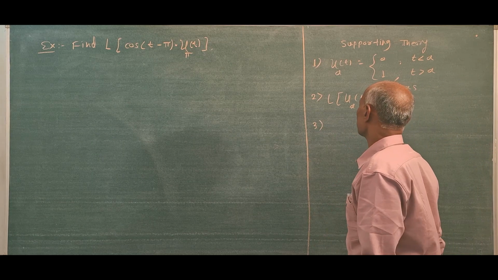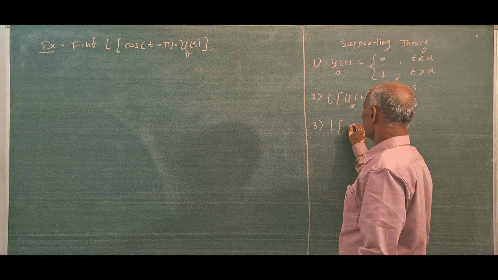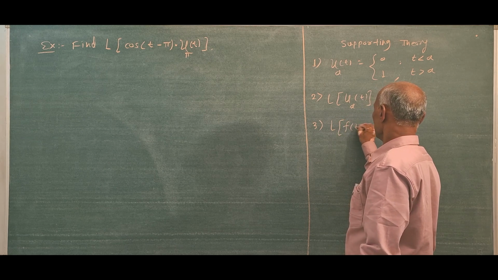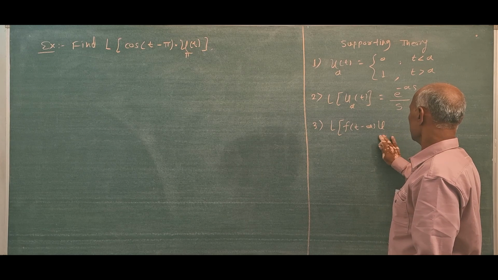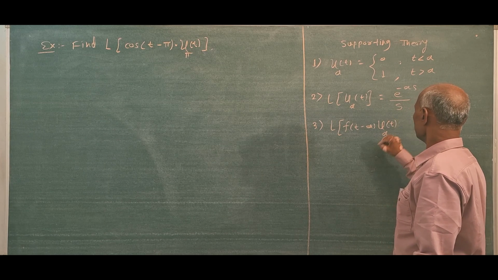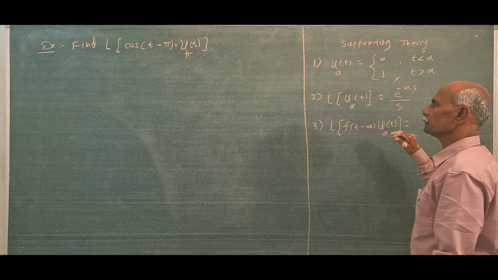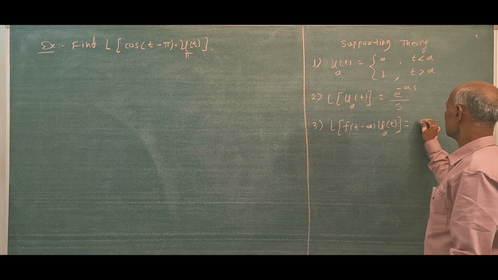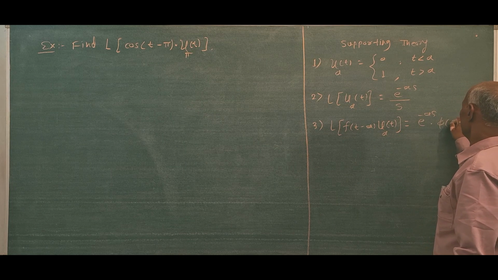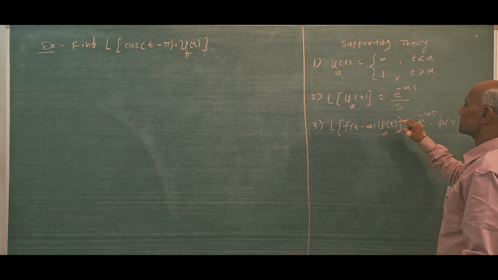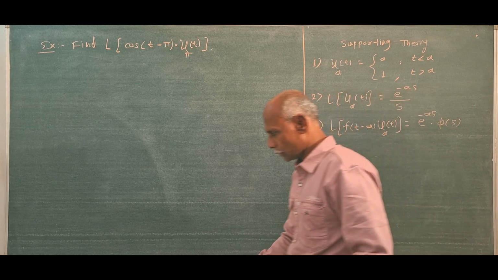Number 3, what is the general formula? Here f(t - a) into u_a(t). In the last video we have seen this formula is e raised to minus as times phi(s), where phi(s) is Laplace of f(t).